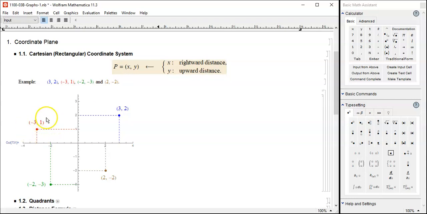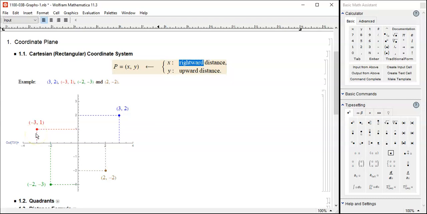How about the red point here, negative 3, 1, starting from the center point, which we call the origin. Now, negative 3 units to the right. I must go to the right because this is rightward, but negative 3 units to the right. That means I have to go 3 units to the left, and then 1 unit up. That's how I get this point here, negative 3, 1.